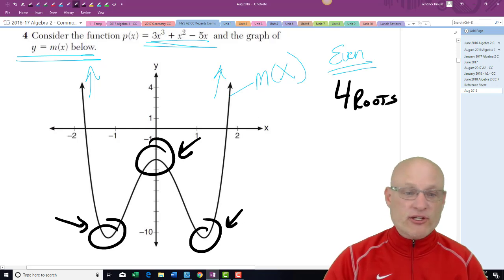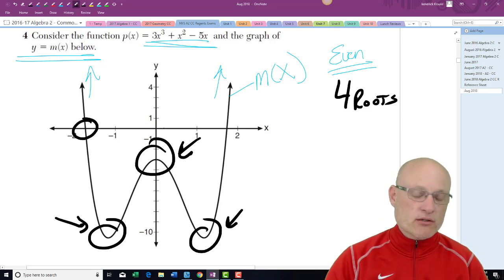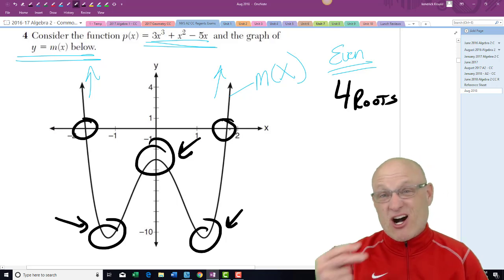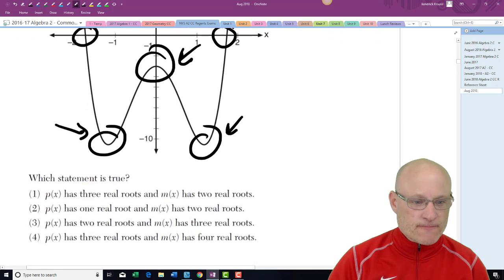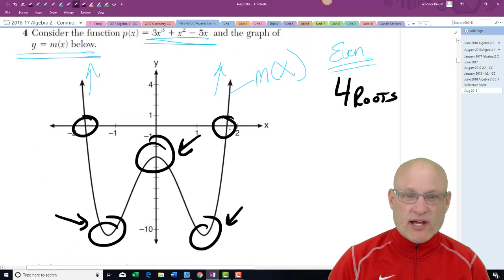Now, I only see 2. I see 1 here and 1 here. That means the other 2 should be imaginary. Okay, let's go take a look at the answers. This, remember, is m of x.